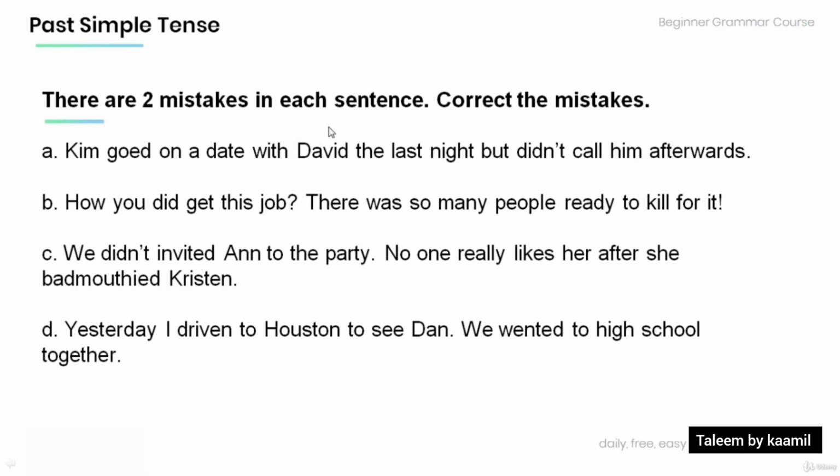There are 2 mistakes in each sentence below. Find those mistakes and correct them. A. Kim got on a date with David the last night, but didn't call him afterwards. B. How you did get this job? There were so many people ready to kill for it. C. We didn't invited Anne to the party. No one really likes her after she bad-mouthed Kristen. D. Yesterday, I driven to Houston to see Dan. We went to high school together.